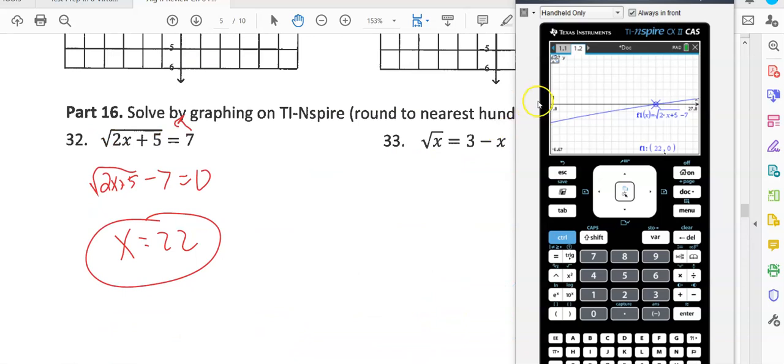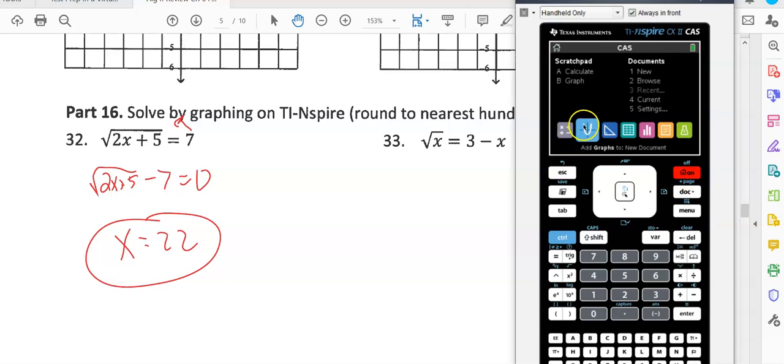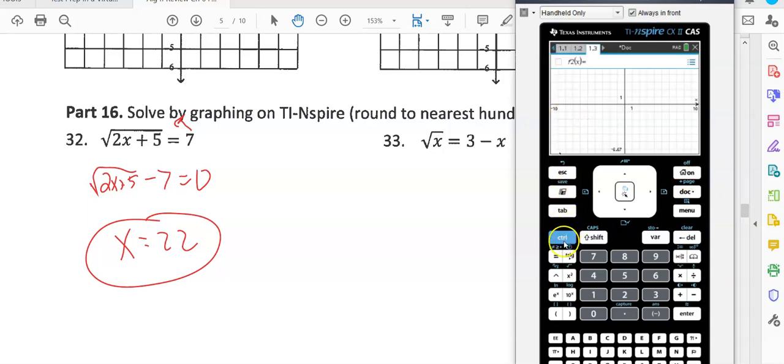And the next one, I'm just going to show you the other way. You could subtract square root of x here and graph it and trace. I'm going to just graph both sides. So I'm going to use the other method on this one. So left-hand side is square root of x. Hit tab to get up to the entry line again. And the right-hand side is 3 minus x.